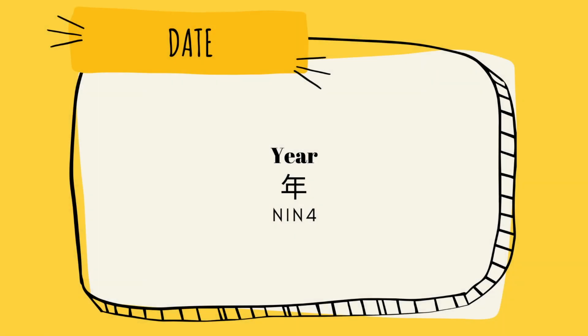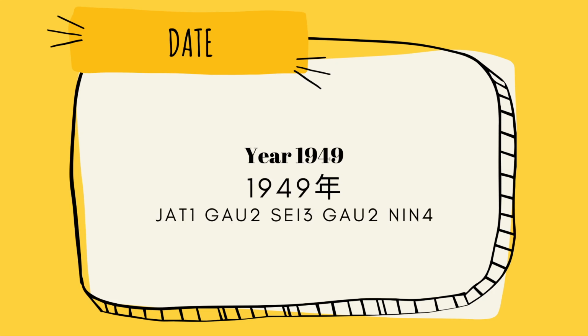Finally, in the last section, you will learn the order of how to say the date in Cantonese. Year is 年. To state a certain year, simply read off the year number digit by digit and then put 年 at the end. For example, 1949, 1949年.